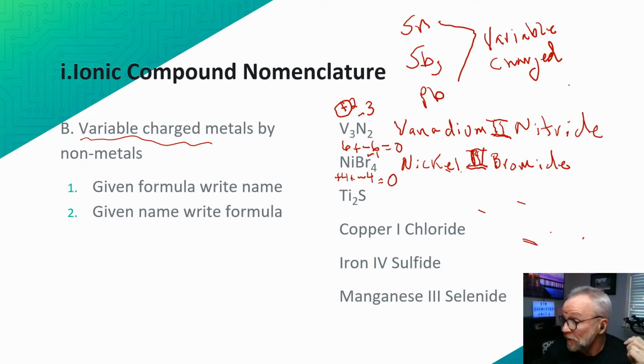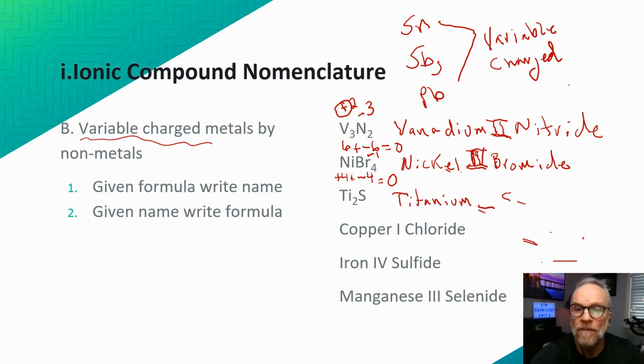Titanium is another transitional metal, so it has multiple charges or oxidation states. And so we have to figure out what that is. So we have titanium, some Roman numeral sulfide. Okay. So sulfur is in the -2 column. So -2 times 1 gives us -2. This side has to be +2 to make the whole thing equal to 0.